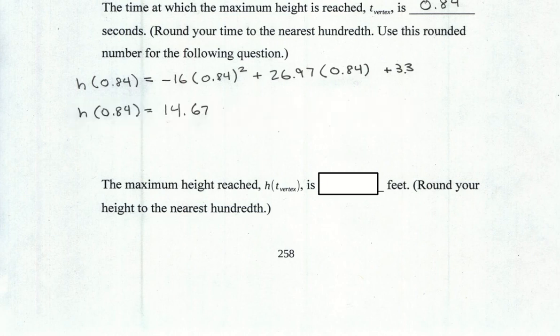So we put it in a calculator, and out pops, after we've rounded, 14.67. Again, we're rounding to the nearest hundredths. So there's the maximum height. This got to about 14.5 feet, and that's as high as it got.